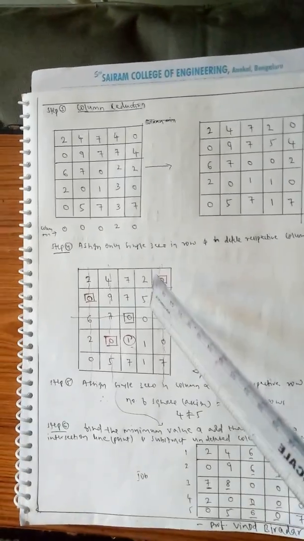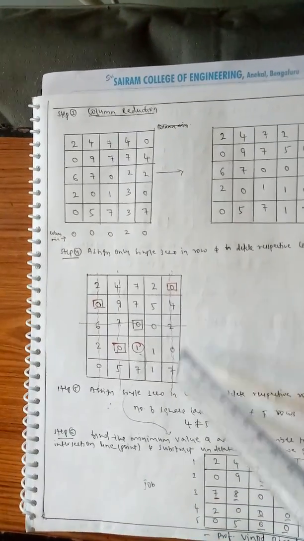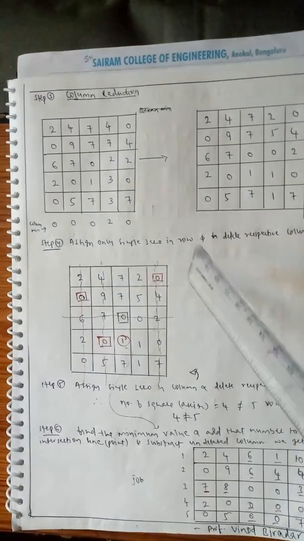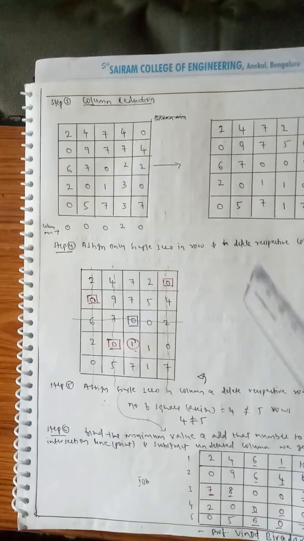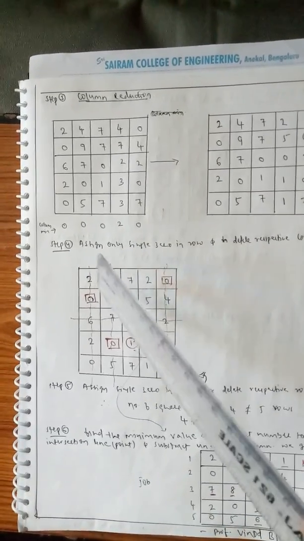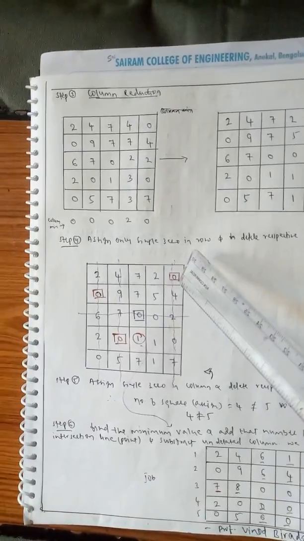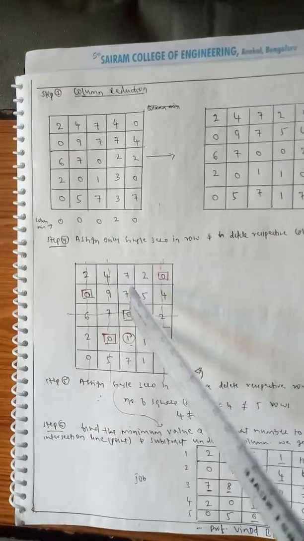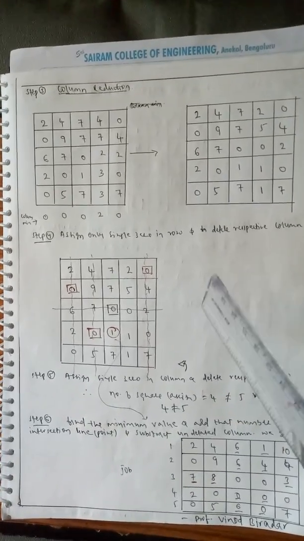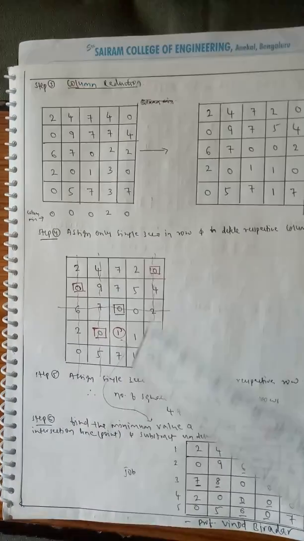Okay, so here also not there. After assigning the values, you check whether the given solution is optimal or not. Okay, how to check it? Here the number of rows is 5, and the number of assigned values is 1, 2, 3, and one more, 4. 4 is not equal to 5. So still it is not an optimal solution. To make it an optimal solution, go for step number 6.